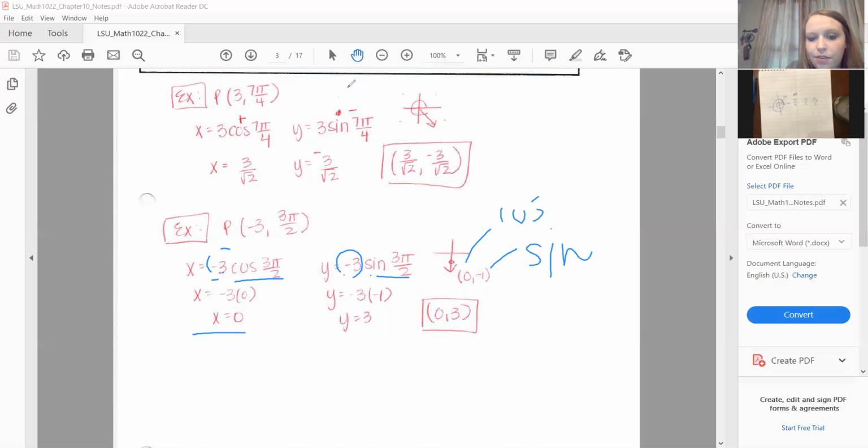This one's negative 3 times negative 1, which is positive 3. So that's my ordered pair. I mean, it's just these 4 points right here. I think y'all remember them, right? 1, 0, 0, 1, negative 1, 0, and 0, negative 1.